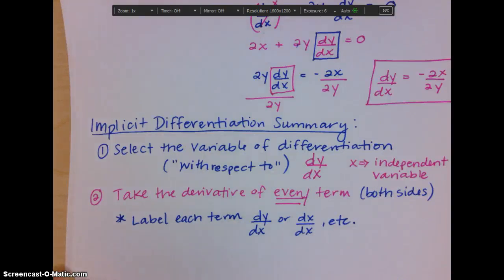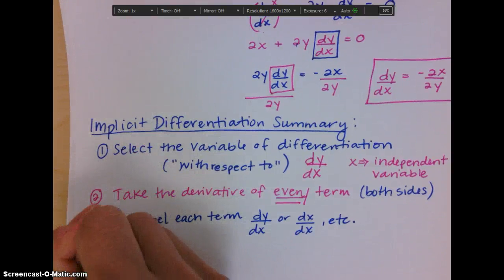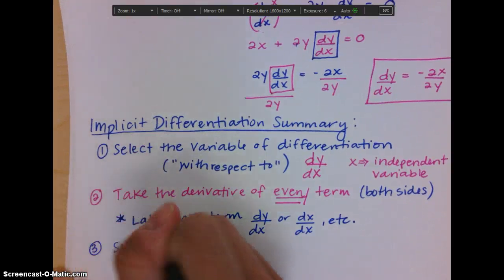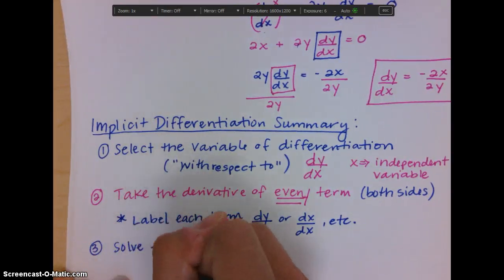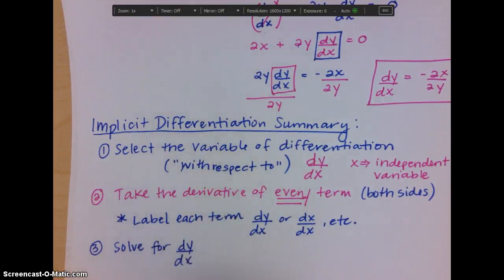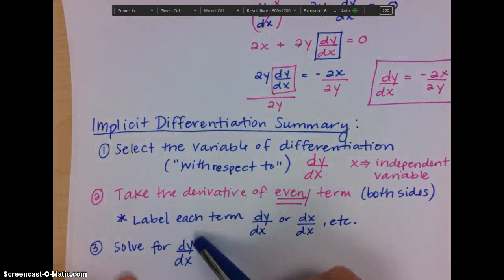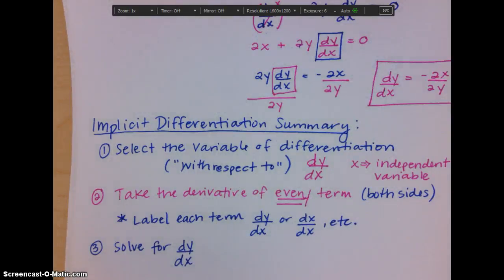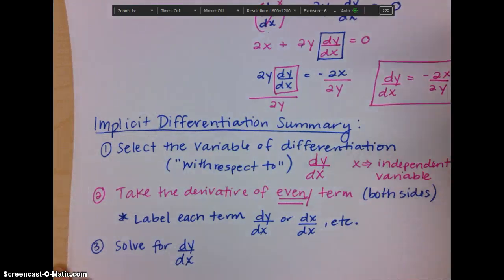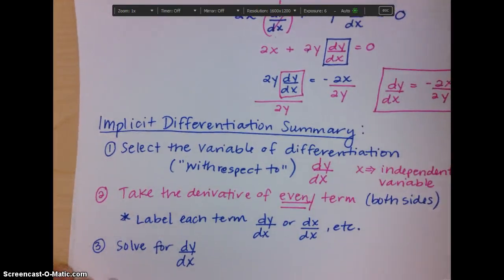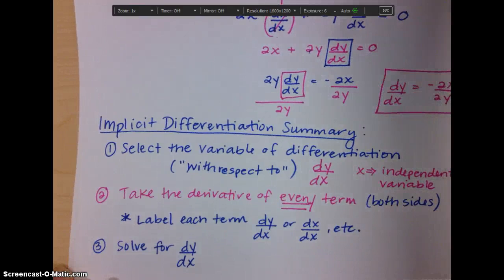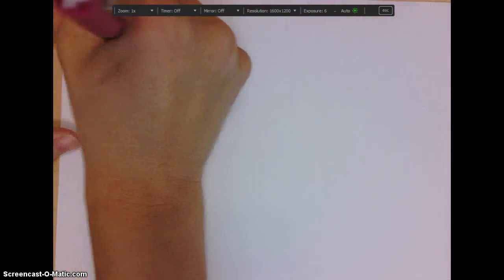And then lastly, we'll solve for dy dx. Typically, it just depends on the problem, but whatever it is we're looking to find, that's the variable we will solve for. So I'm going to just give you a quick example here of why we've not used this in the past. And so I'm just going to call this a little side note here. Literally, side note.